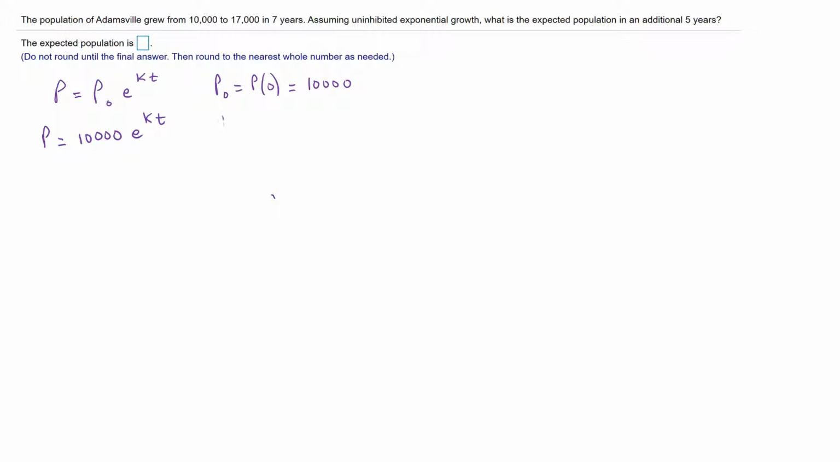At this time, the next task is to figure out the value of k. Once I find k, we can then use the equation to figure out any information we want. We're told that in 7 years the population will be 17,000. So if t equals 7, then P will be 17,000. I can plug these two numbers in: 17,000 equals 10,000 e to the k times 7, and now we're going to use algebra to solve for k.